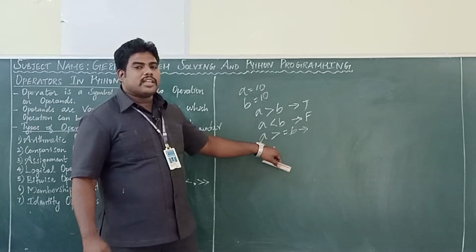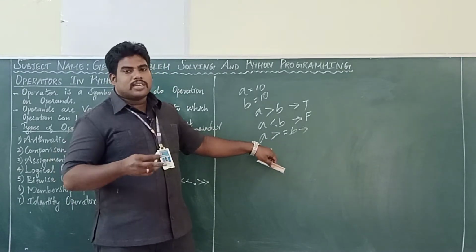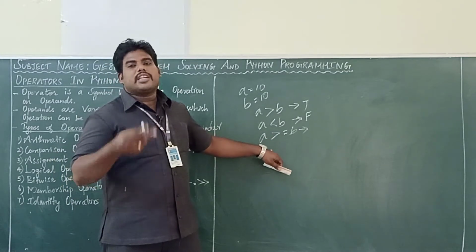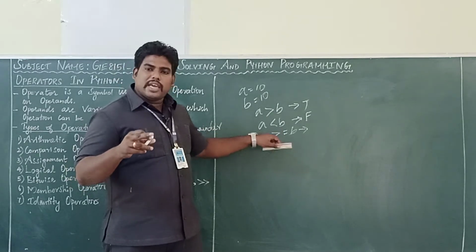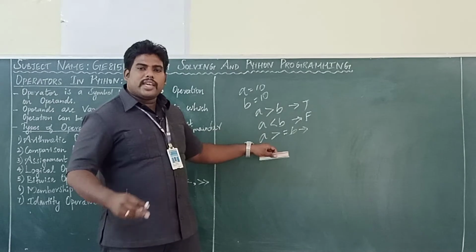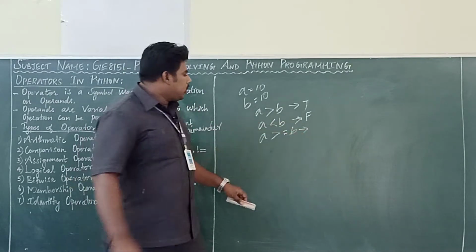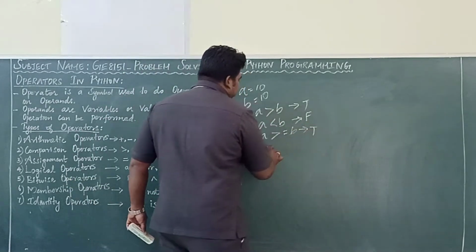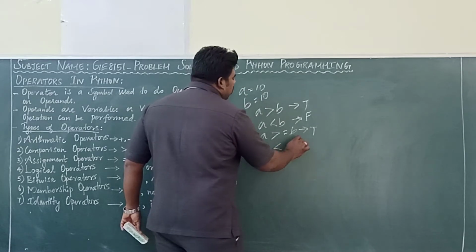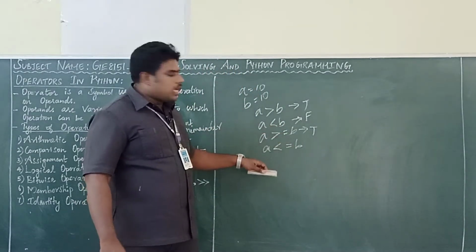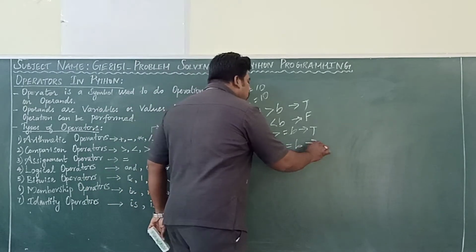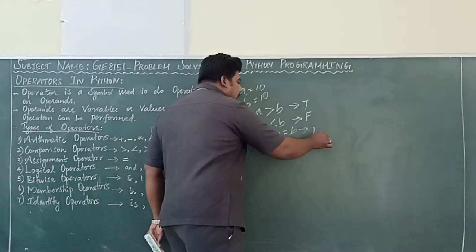Here we are checking two things: whether it is greater or it is equal. Whether A is equal to B or A is greater than B. So here also it is true. Similarly, A less than or equal to B: whether A is less than B or equal to B. This is also true. Got it?